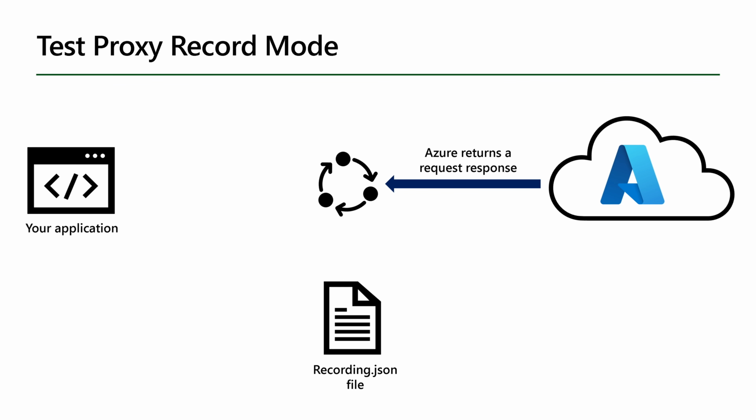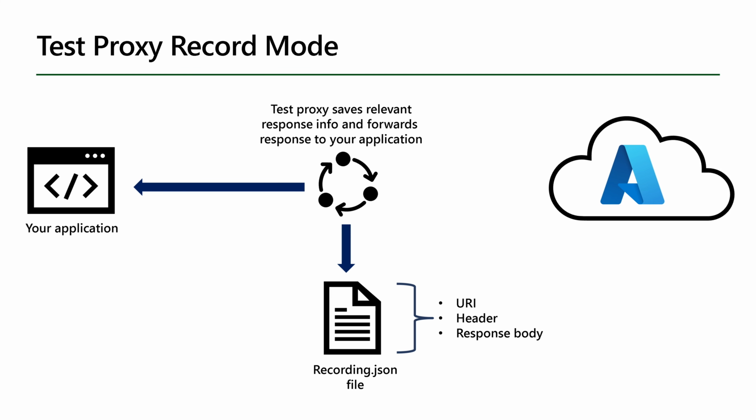Azure returns a request response to the test proxy. The test proxy processes the response and saves the relevant response info in the JSON recording file. The proxy then forwards the response to your client code as if it was coming from Azure. When your application stops running, the recording file will have a complete record of all transactions made between your application and Azure. This recording is what allows us to use the test proxy as a substitute for Azure when running tests.